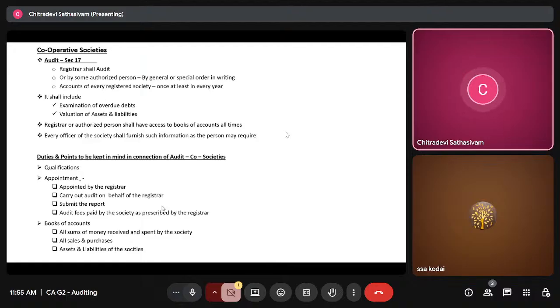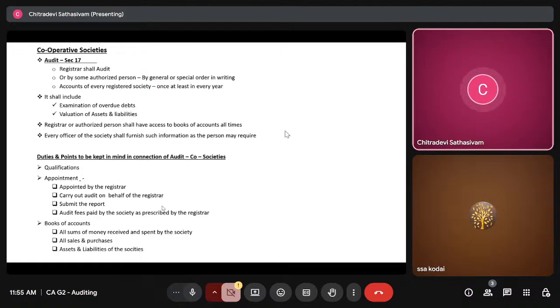For this Cooperative Societies audit, the registrar shall audit, or he will appoint some authorized persons on his behalf, to audit that society by general or special audit. This has to take place at least once in a year. He will examine all the overdue debts and the valuation of assets and liabilities.